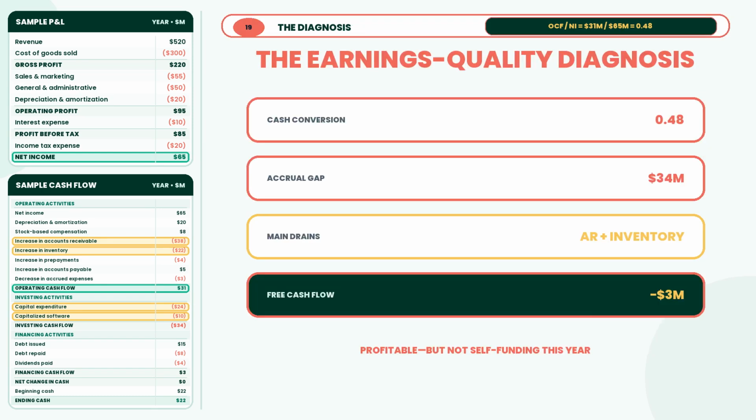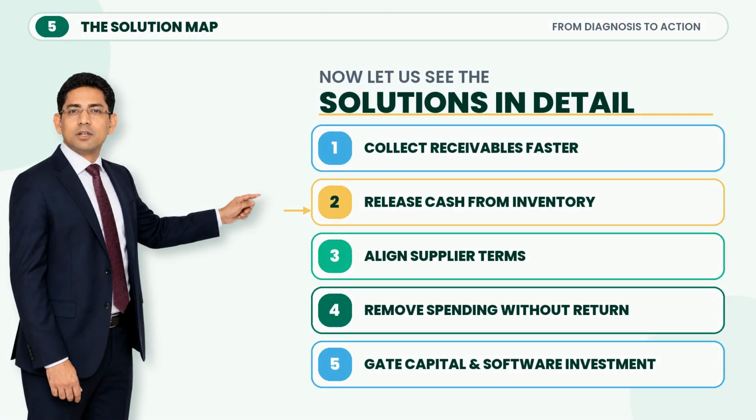The complete diagnosis is now simple. Cash conversion is 0.48. The accrual gap is 34 million. Receivables and inventory are the main drains, and free cash flow is negative 3 million. The business reports profit, but it is not self-funding this year. Now let us see the solutions in detail.